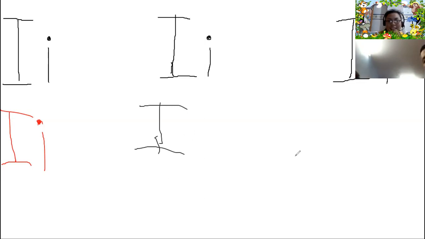Okay. Ah, you can do it, Bong. Okay, very good. A small straight line. Very good, Bong. And then?